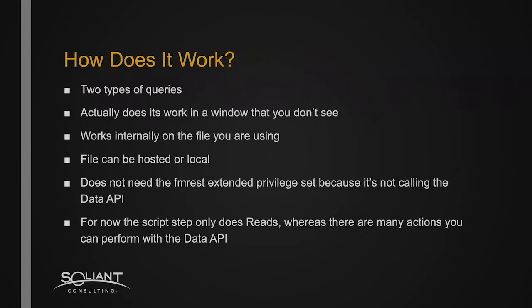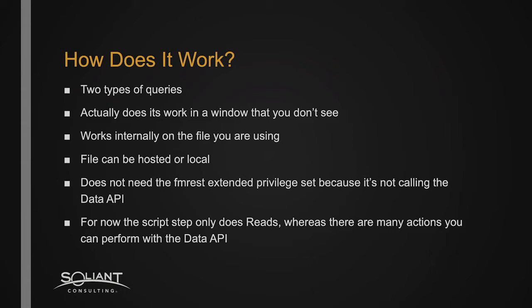So how does the Execute Data API script step work? There are two kinds of queries you can run: a data query and a metadata query. When you run it, this is what I've read, it opens a new window which opens and closes really fast, so it runs in a window that you don't even see. It works internally on the file you are using. So it's not calling the Data API, it's just calling the Data API engine from inside FileMaker.